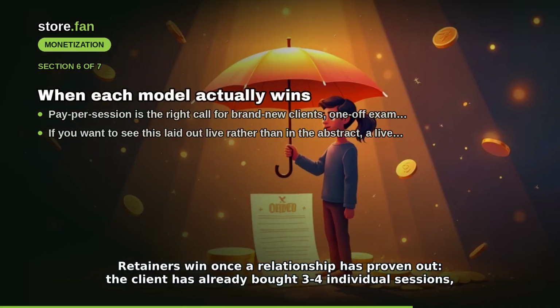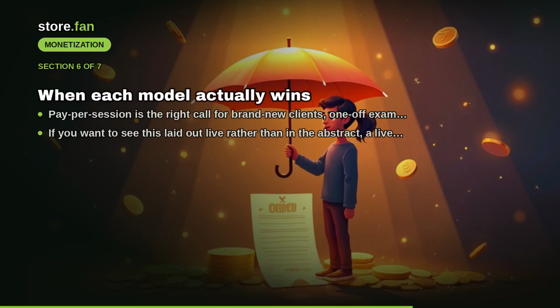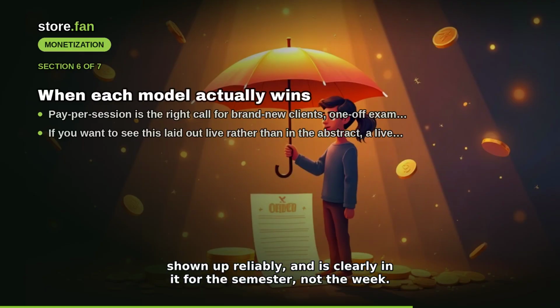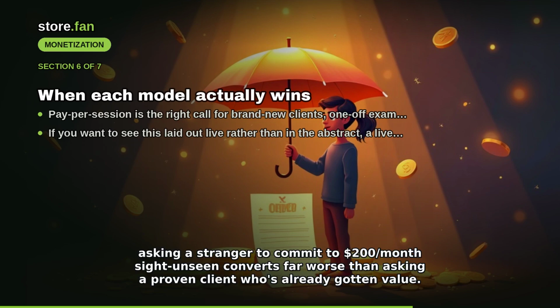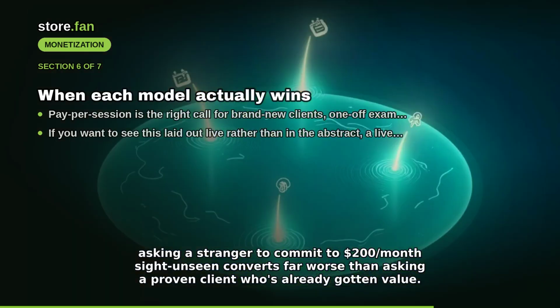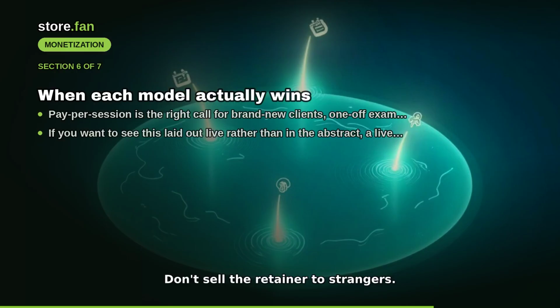Retainers win once a relationship has proven out. The client has already bought 3-4 individual sessions, shown up reliably, and is clearly in it for the semester, not the week. That's the moment to pitch the retainer, not before. Asking a stranger to commit to 200 a month sight unseen converts far worse than asking a proven client who's already gotten value. Don't sell the retainer to strangers. Sell it to people who already said yes once.